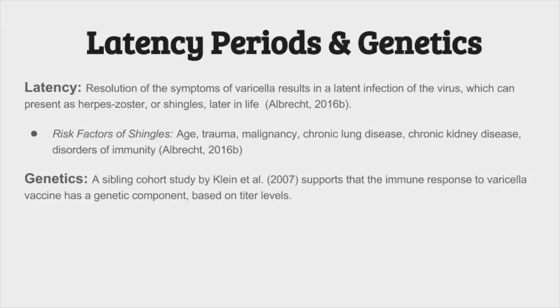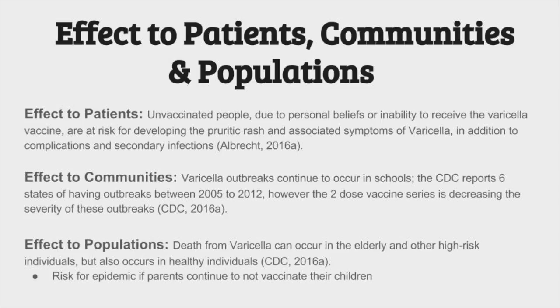Additionally, a person who does not have immunity to varicella can develop varicella infection from interaction with a person with shingles. There is a genetic component to the development of varicella illness, as a sibling cohort study by Klein et al. supports that immune response to varicella vaccine has a genetic component based on titer levels.